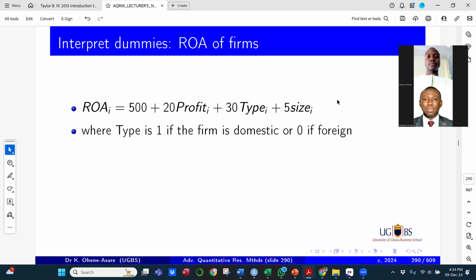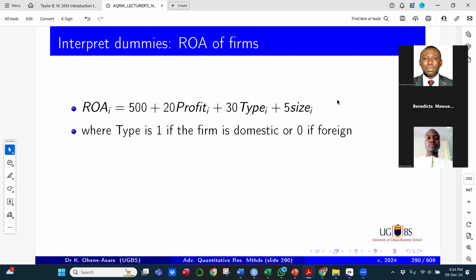Emmanuel. No, on average, given profits and size of a firm, the ROA will remain the same. Will increase by 30 if it is either a domestic or a foreign company. That's wrong. Benedicta.